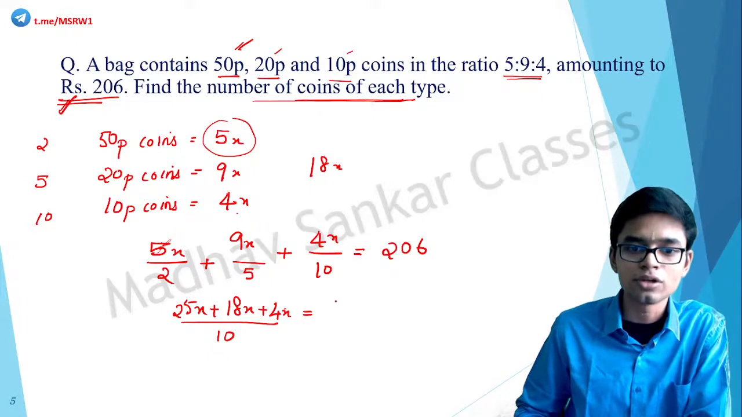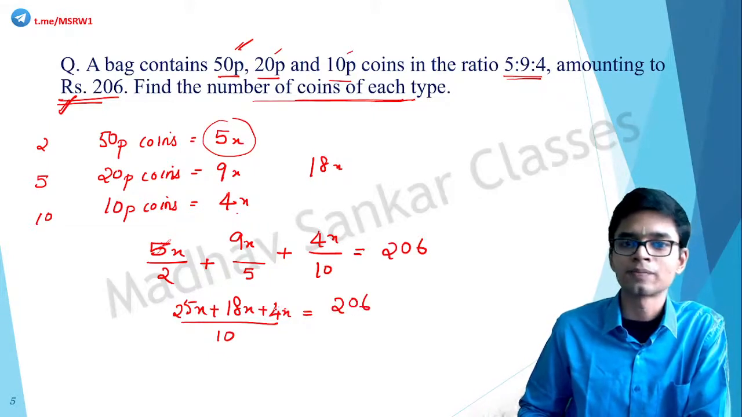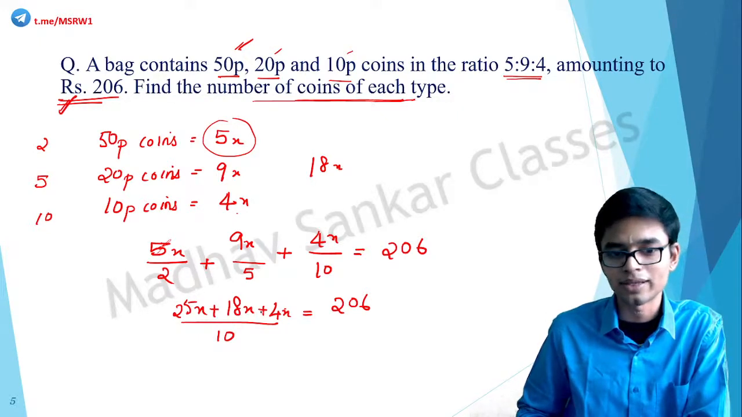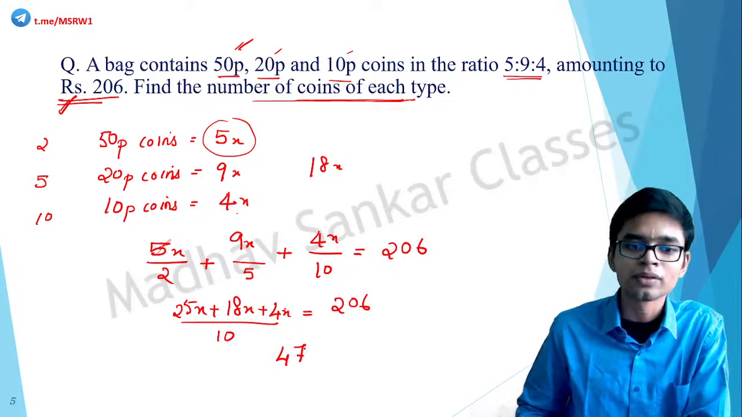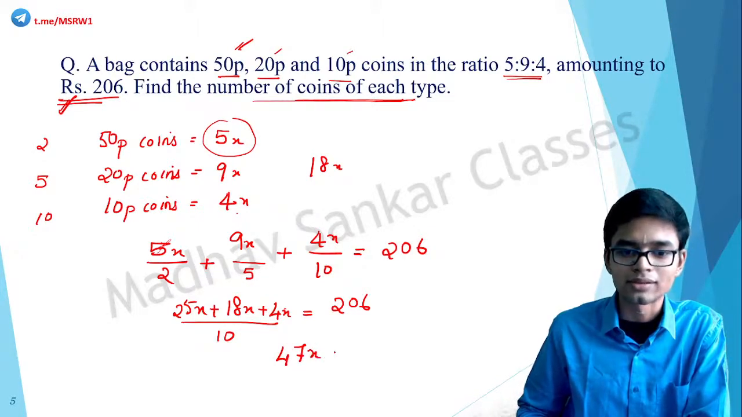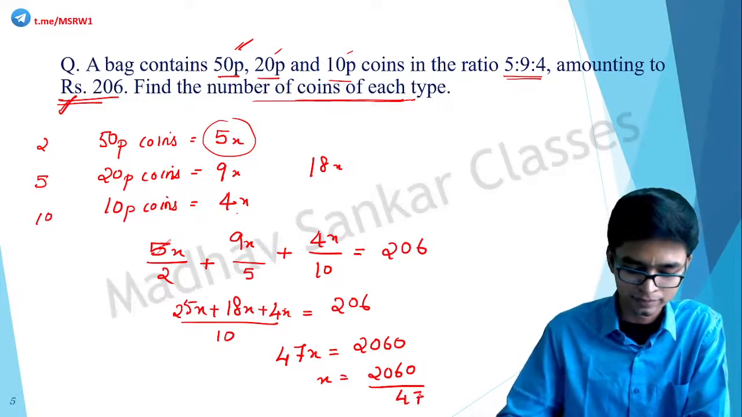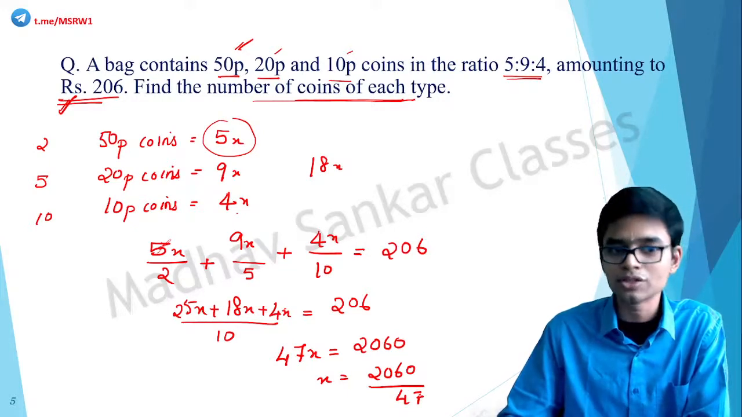4x is equal to 206. So simply add them. 25 plus 18, and plus 4 is 22. So 25 plus 22 is 47. 47x is equal to 2060. So x is equal to 2060 divided by 47. Understood how it's done? So now we found the value of x.